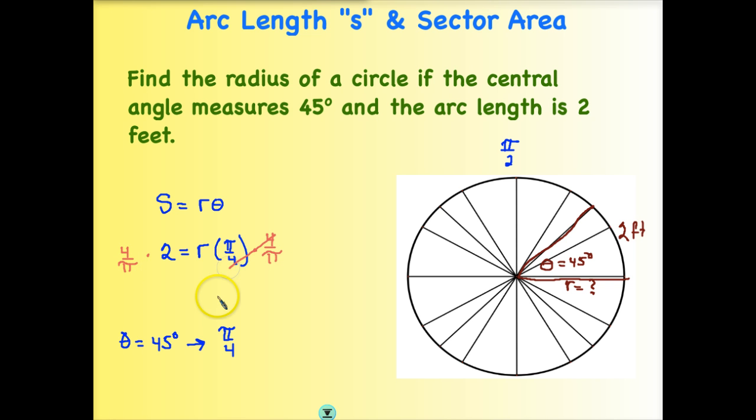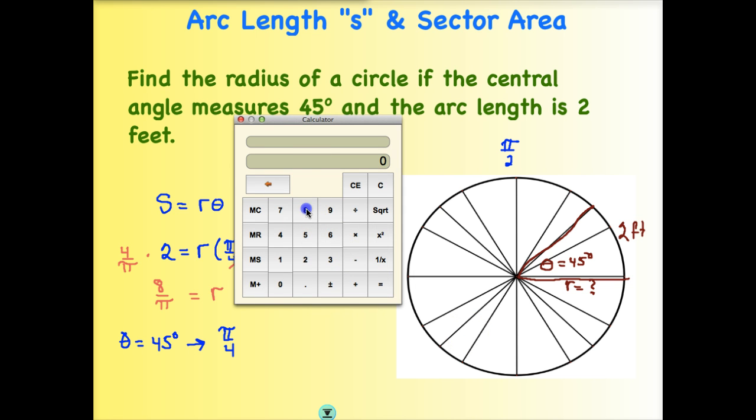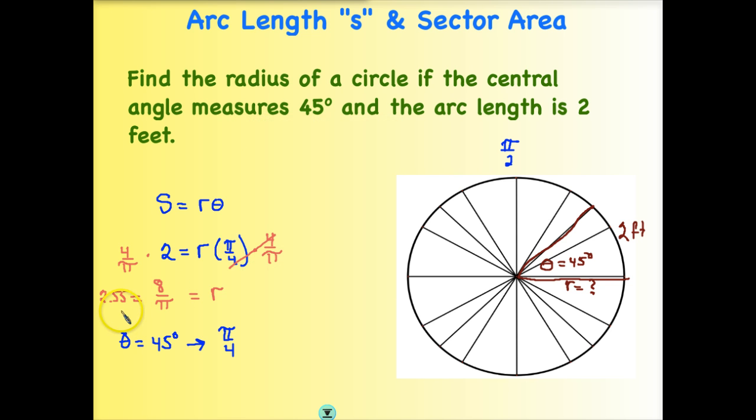Multiply this side by 4 over pi. These then cancel or turn into 1, and we end up with an r, or a radius, of 8 over pi. Now that doesn't really make sense. So in this case, we would want to pull out our calculator and take 8 divided by pi, or 3.14 if we round, and we get an answer of 2.55. And our units were in feet, so this is feet.